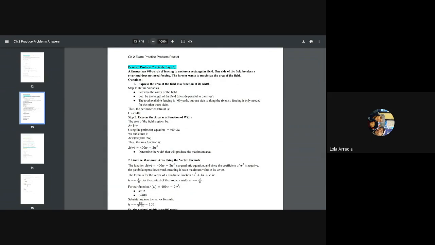The area problem. Okay, a farmer has 400 yards of fencing. So fencing is just something that I have to wrap around an area with. So we have to fence 400 yards and enclose a rectangular field. So if I'm going to draw this, to get a visualization, I have a rectangular field.